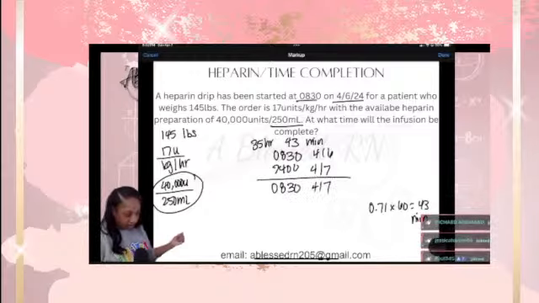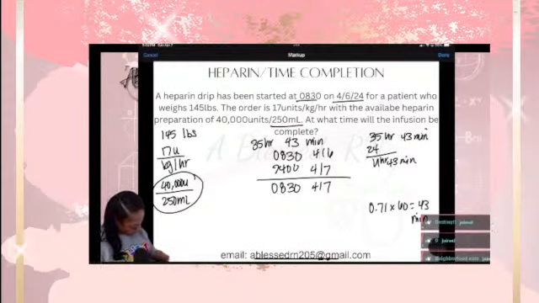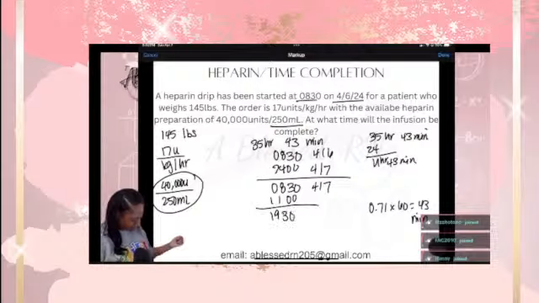We're on 4/7, the next day. So if you did 35 hours and 43 minutes minus your 24 hours, so 35 minus your 24 is going to be 11 hours and 43 minutes left. So if you did 11 hours and you added that to it, what is this going to be? This is going to be 1930. Then we've got to add 43 more minutes.